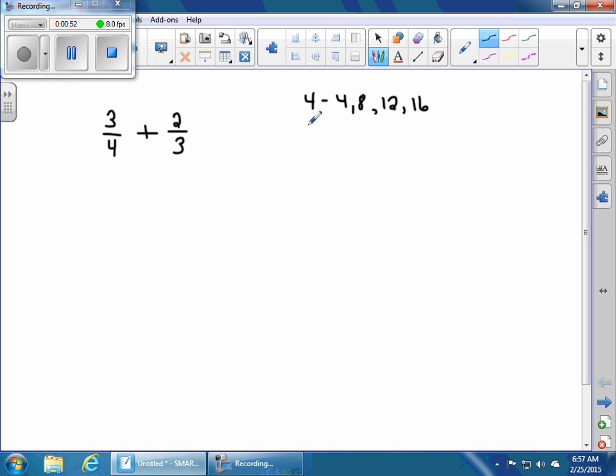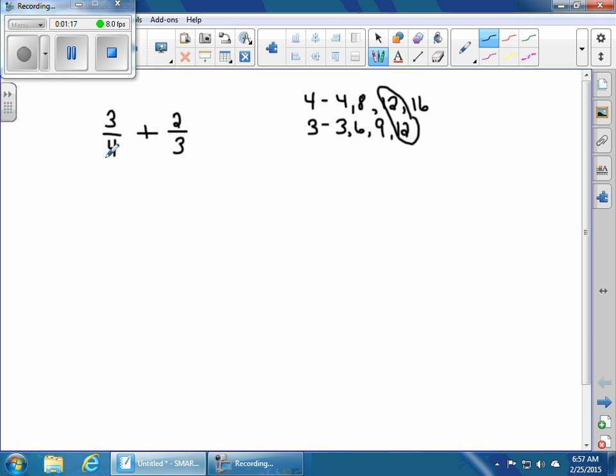and so on. Then I could list multiples of 3: 3, 6, 9, 12, and I can stop when I have one in common. So here you can see that I have 12 in common. So that means that I could make equivalent fractions with a denominator of 12.